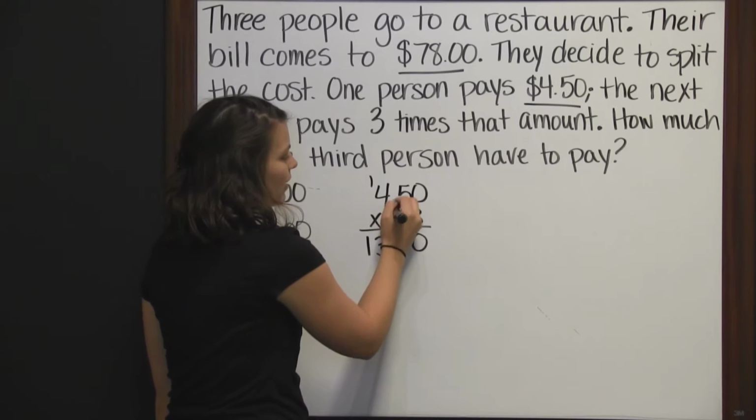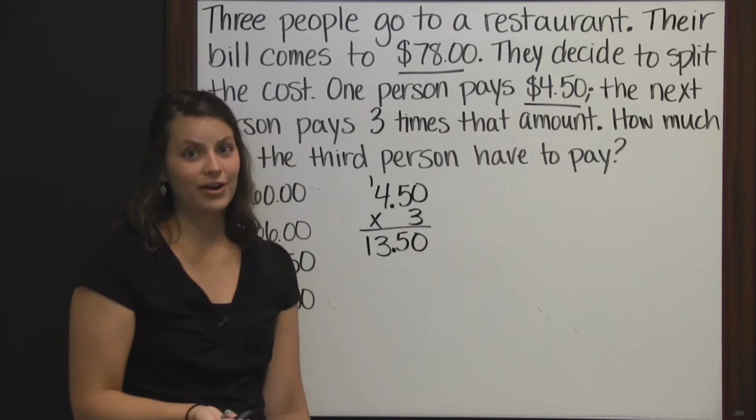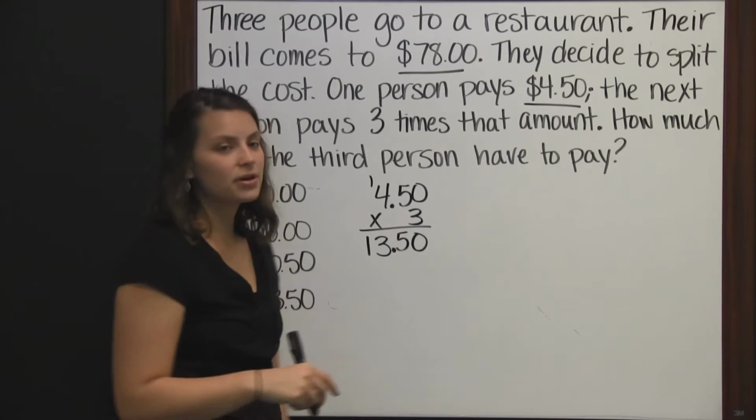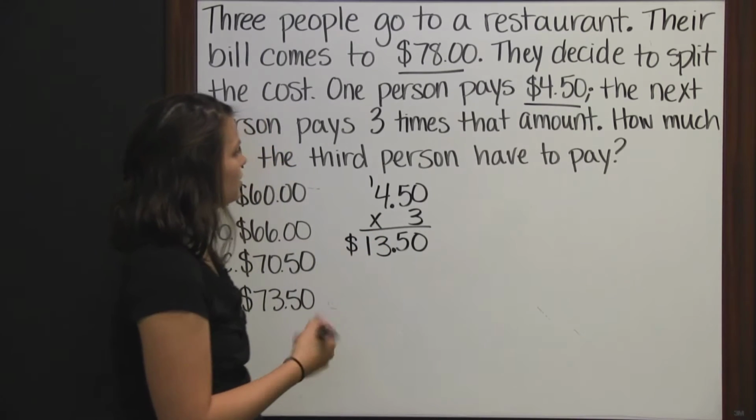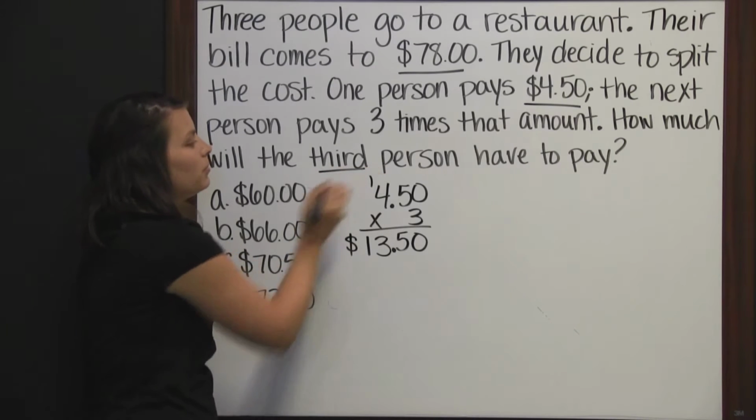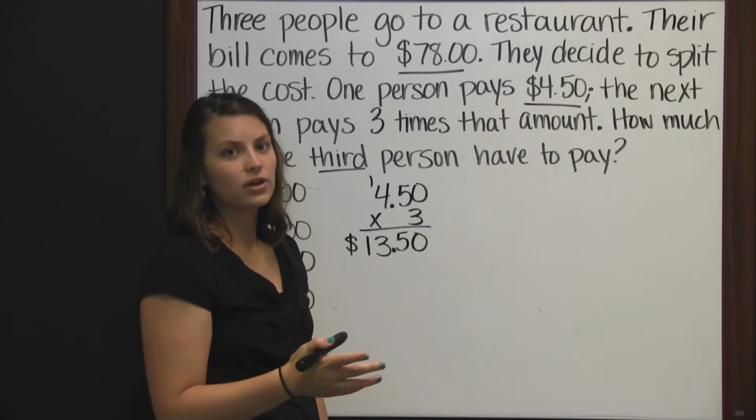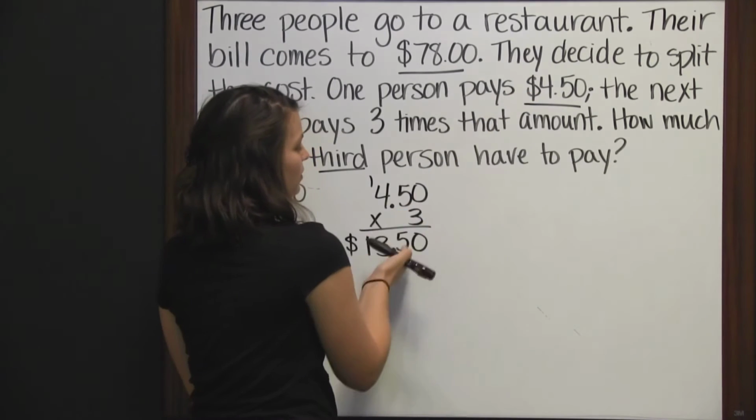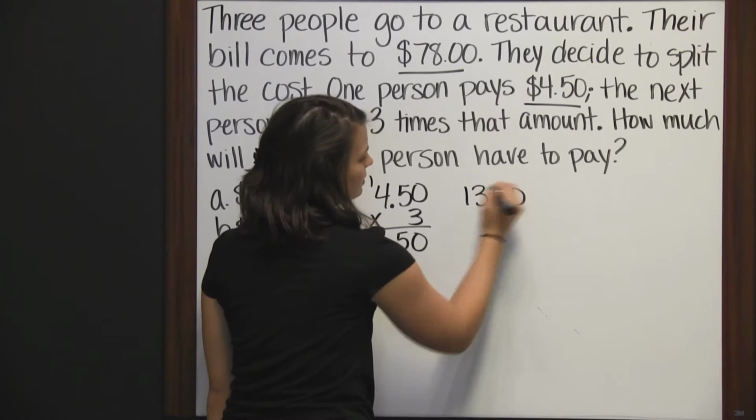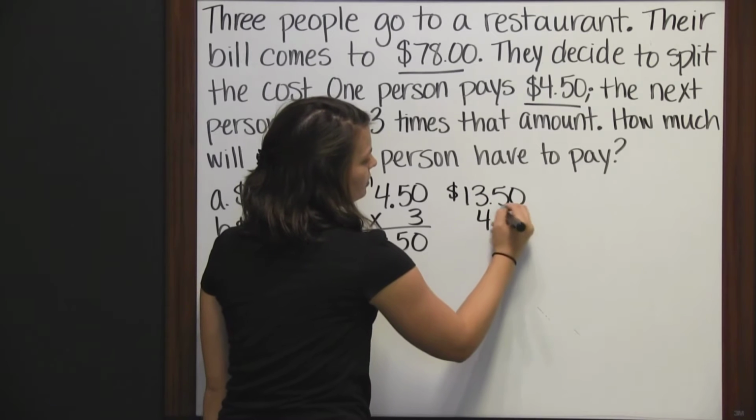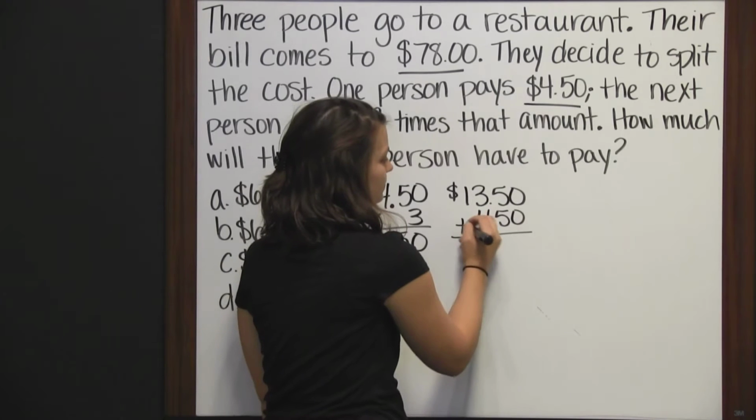Since we have 2 numbers behind the decimal place here, we have 2 numbers behind the decimal place in our product. So that means that the second person ended up paying $13.50. Still, though, that doesn't tell us how much the third person paid. In order to figure that out, we first have to figure out the total that was paid by the first 2 people. So take $13.50 and add the $4.50. This will give us the total that was already paid.